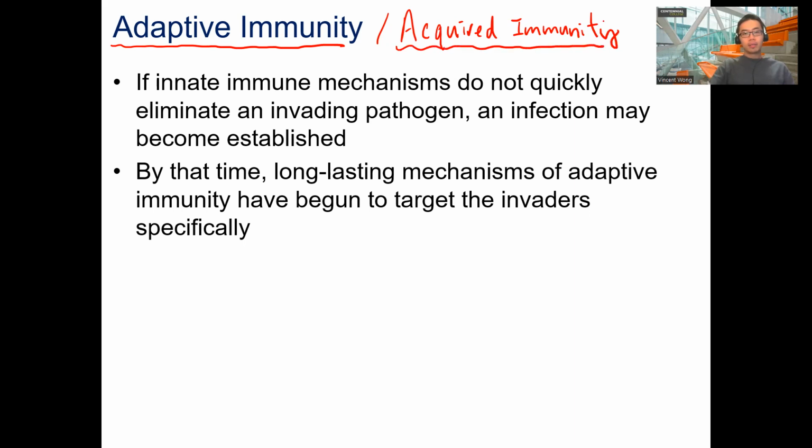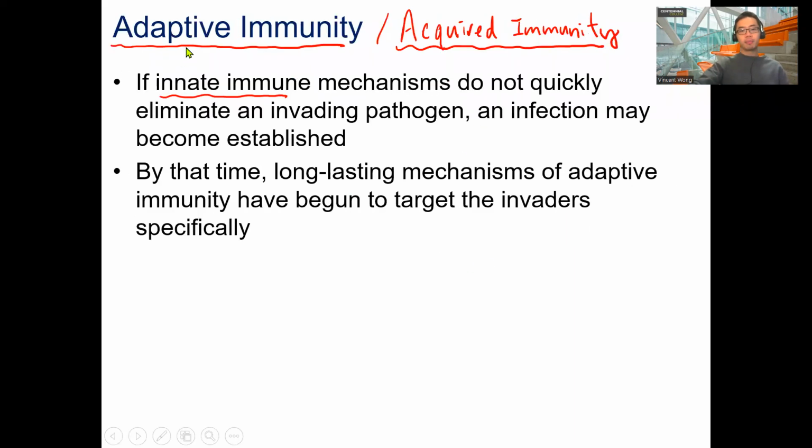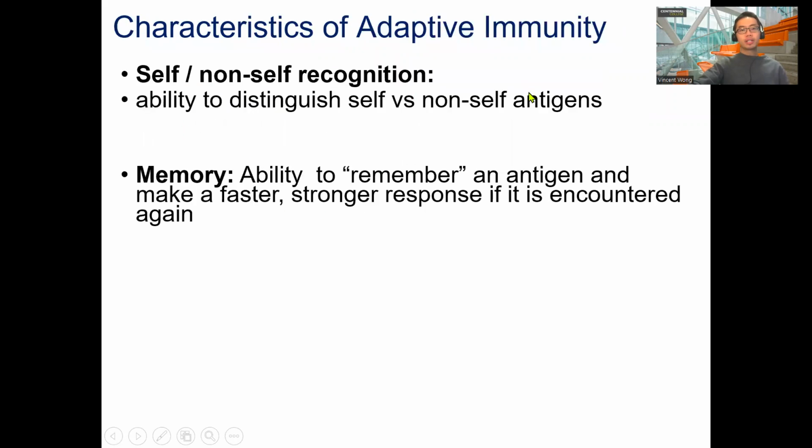Okay, acquired immunity. If the innate immune mechanisms do not quickly eliminate invading pathogens, like inflammation, phagocytosis, and the complement, if all those things are not clearing the pathogens quick enough, then you might have a serious infection. And by that time, it is important to trigger the adaptive immunity, right? To create a more tailored solution to fight off whatever invading pathogens you have. And so here are some characteristics associated with adaptive immunity.